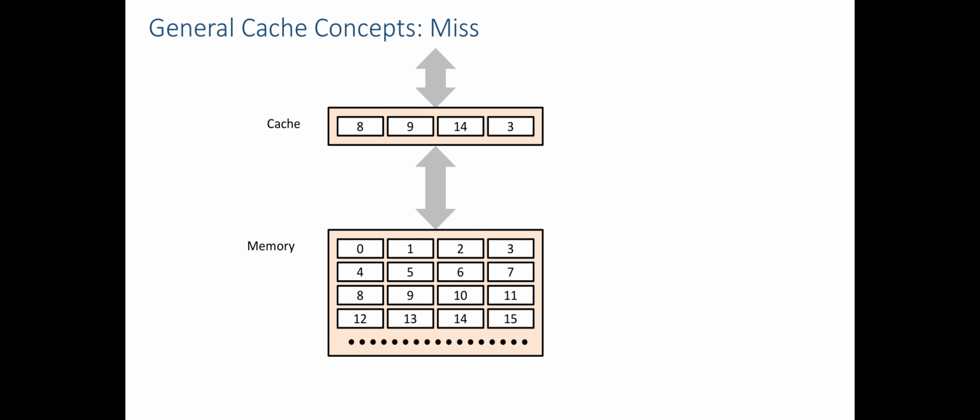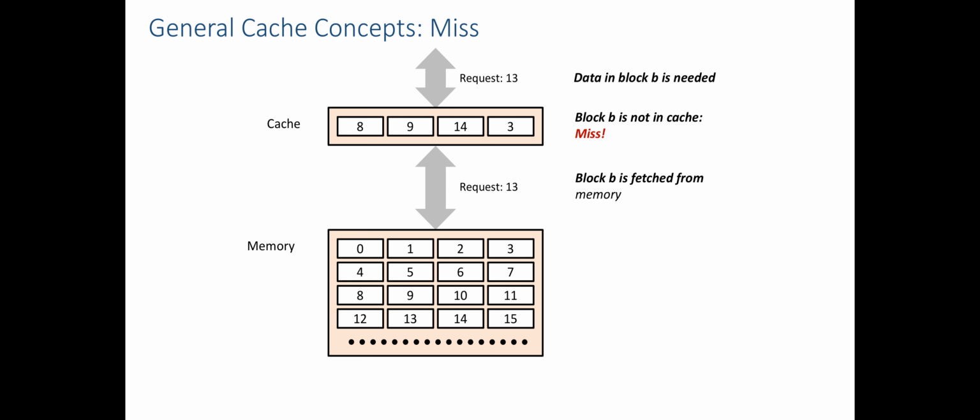Now, we could also have a miss. So perhaps we want to get the data that's in block 13 down here. And you see 13 is not in cache right now. That would be a miss. And so it's not in the cache. We'd have to request it from memory, fetch it from memory, and bring it up. And so that's the notion of a hit. I mean, a miss.